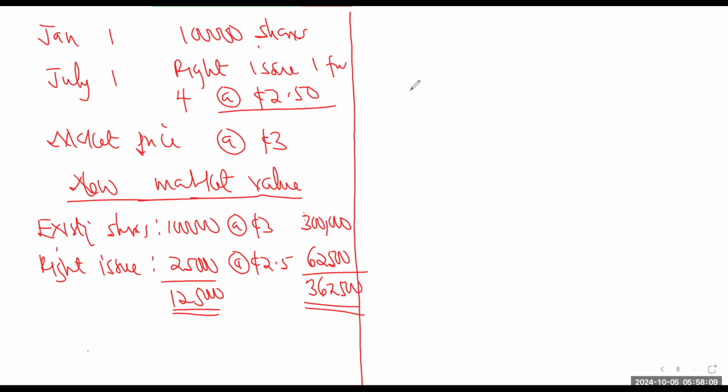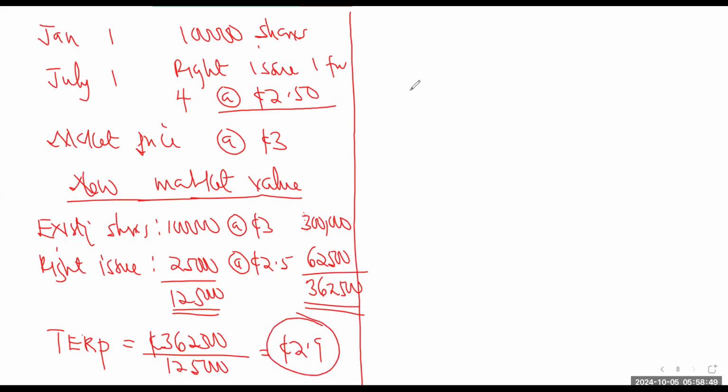So what will be the market price per share after the rights issue? Dividing 362,500 by 125,000, we have the theoretical ex-rights price, which we call the value of the shares after the rights issue. So the answer is 2.9. So we have 2.9 here. Our share price would have been 2.9.